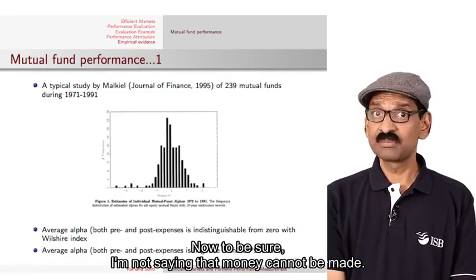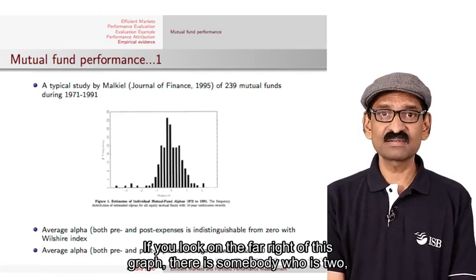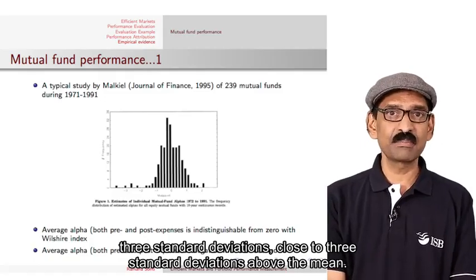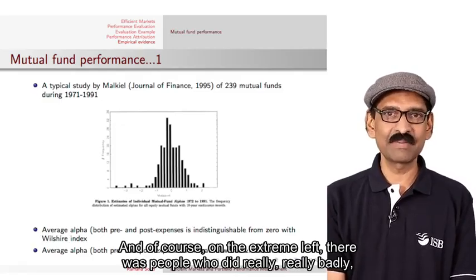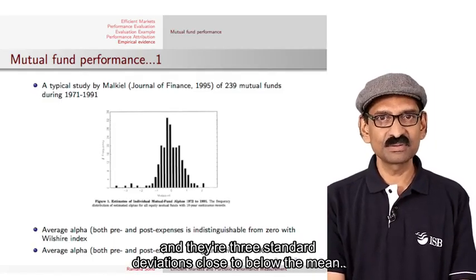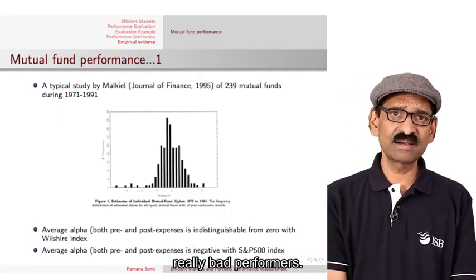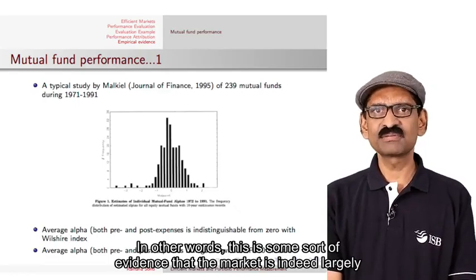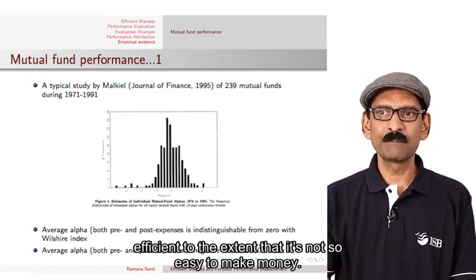Now to be sure, I'm not saying that money cannot be made. If you look on the far right of this graph, there is somebody who is close to 3 standard deviations above the mean. And of course, on the extreme left, there are people who did really badly and they're close to 3 standard deviations below the mean. So obviously you have really good performers and really bad performers. But the key takeaway here is a large fraction of them bunch up around zero. In other words, this is some sort of evidence that the market is indeed largely efficient to the extent that it's not so easy to make money.